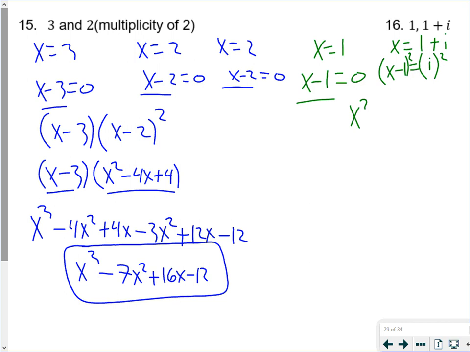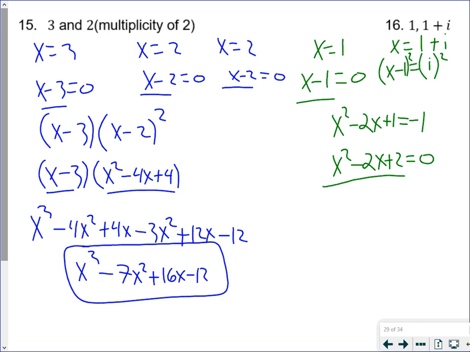Sorry about that. So x squared minus 2x plus 1 equals i squared. i squared is just negative 1. So now we can add the 1 over and get x squared minus 2x plus 2 equals 0.